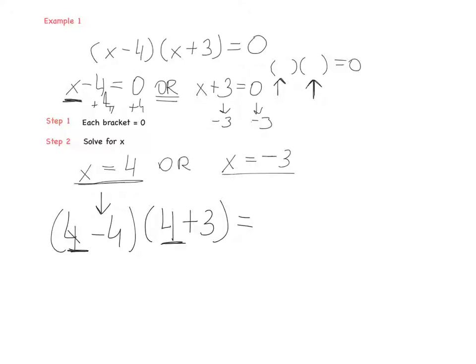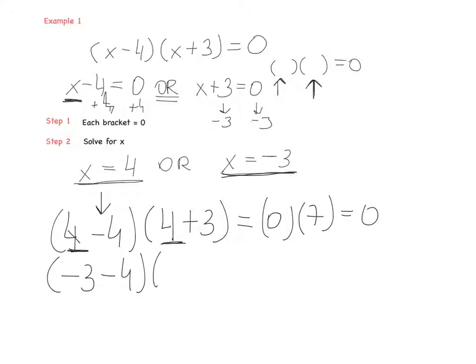What's the answer? 4 minus 4 gives you 0. And 0 multiplied by 7, which is the second bracket, gives you 0. Then let's check when x is minus 3. Let's put minus 3 instead of x. So minus 3 minus 4, and then minus 3 plus 3. We are following this equation all the time. Let's check the answer. In here we have minus 3 minus 4, that gives you minus 7.